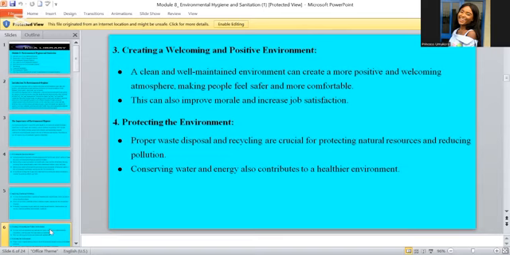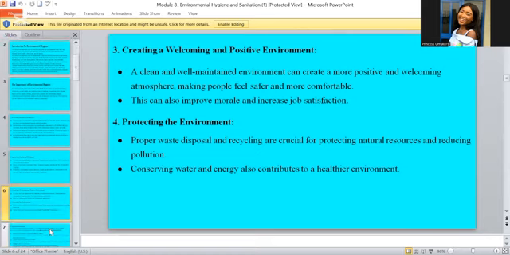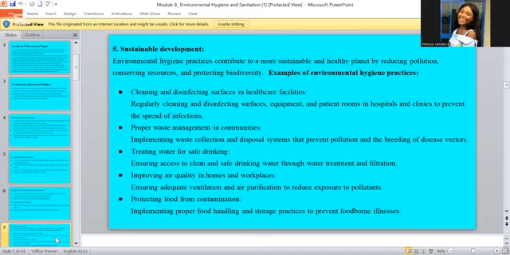It also protects the environment. Proper waste disposal and recycling are crucial for protecting natural resources and reducing pollution. Also, conserving water and energy contributes to a healthier environment. Now it's important also for sustainable development. Environmental hygiene practices contribute to a more sustainable and healthy planet by reducing pollution, conserving resources, and protecting biodiversity.